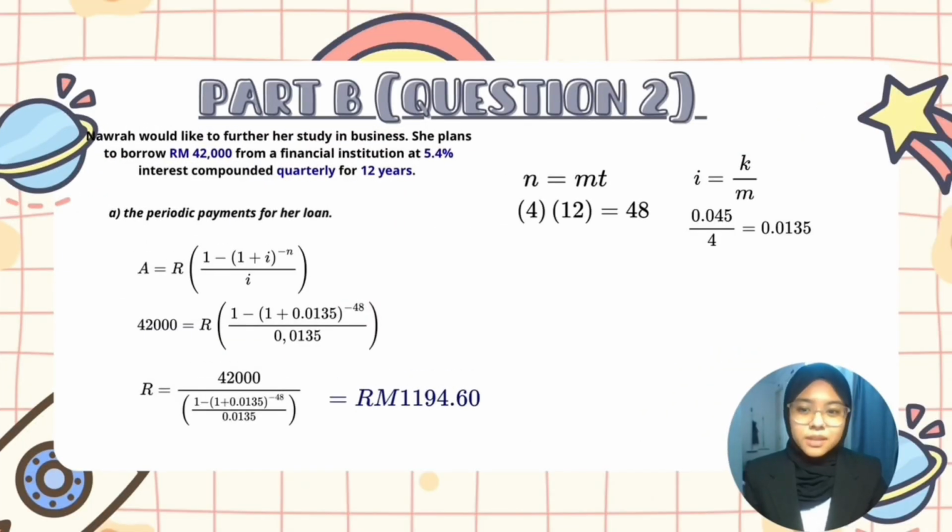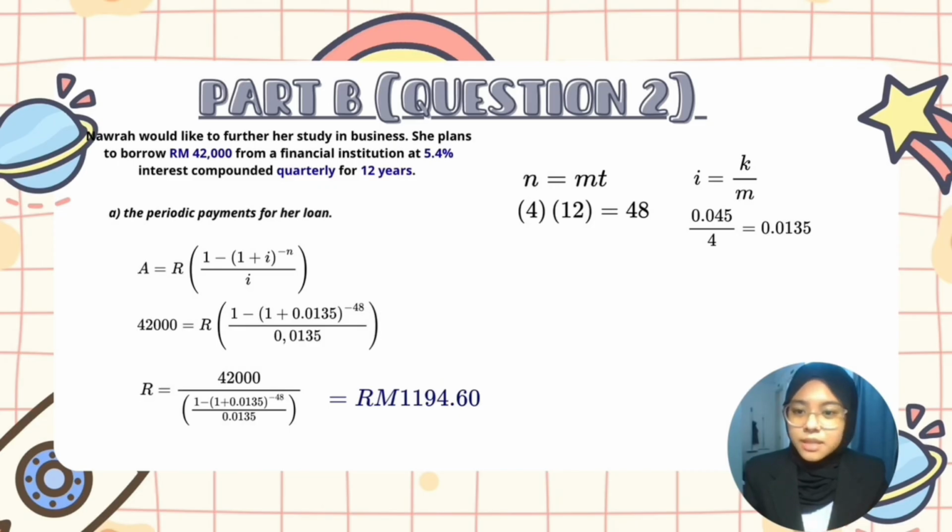Assalamualaikum and a very good day to everyone. Today, I'll be presenting part B question 2. So this is the situation given. Nora wants to further her study and she plans to borrow 42,000 ringgit from a financial institution. The interest rate is 5.4% and it is compounded quarterly, meaning 4 times a year, and it is for 12 years.